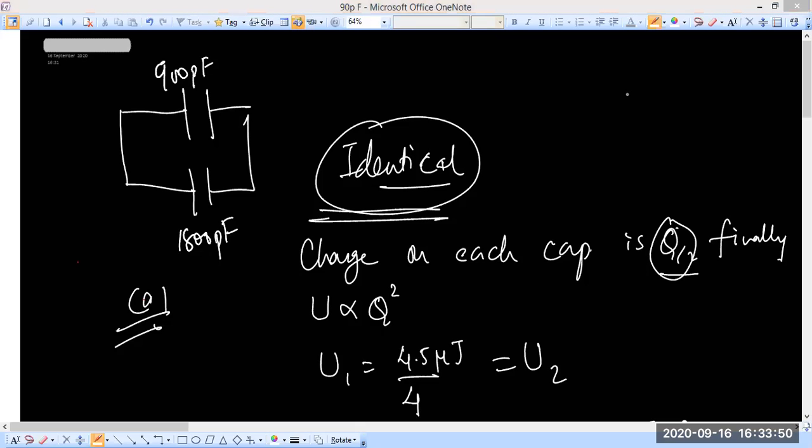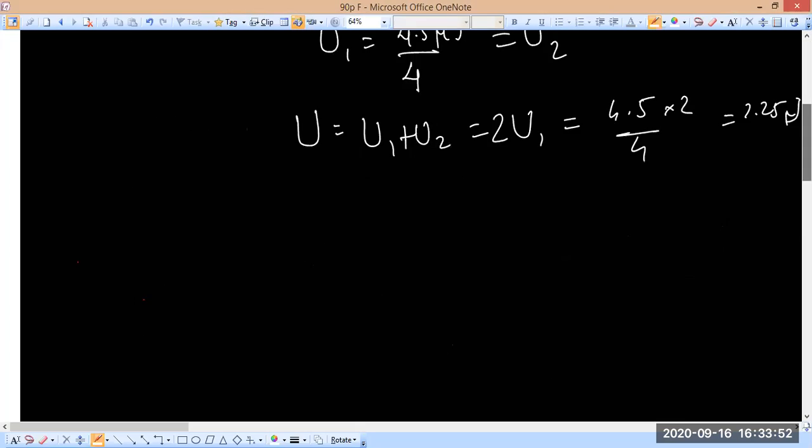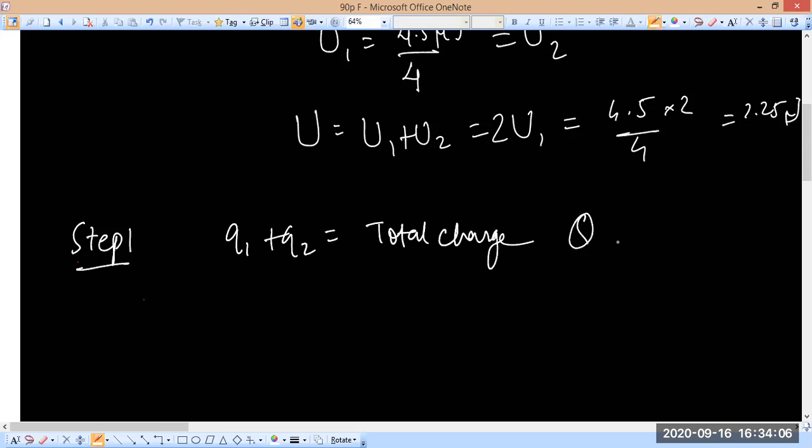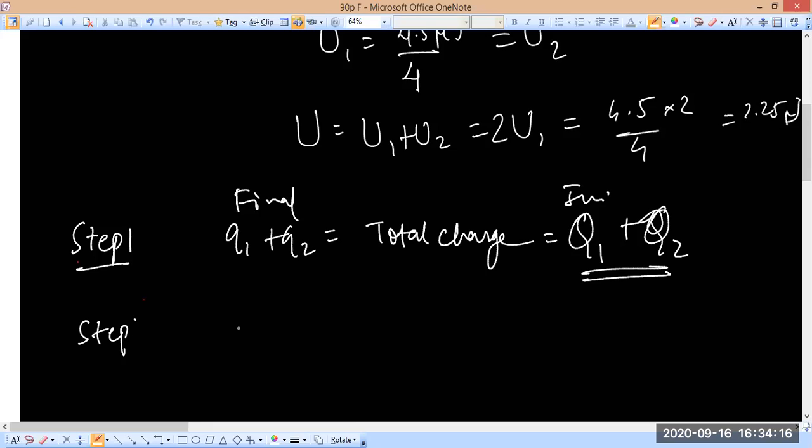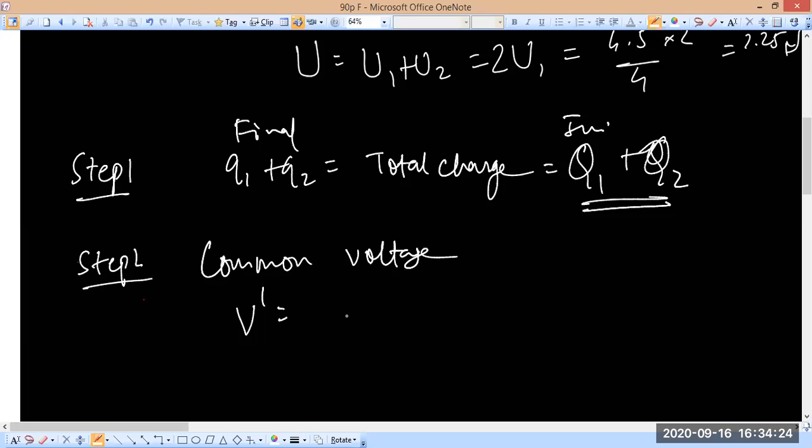Okay, so even in that case, it's just this. See, step 1, you could write q1 plus q2 is equal to total charge, right? Total charge means q plus 0, or q1 plus q2, whatever, most general case, right? This is final, this is initial. Step 2, common voltage, and immediately the answer comes. What is common voltage? V dash. It is equal to, you can check this, you can check what I'm writing. It will be true only, right?